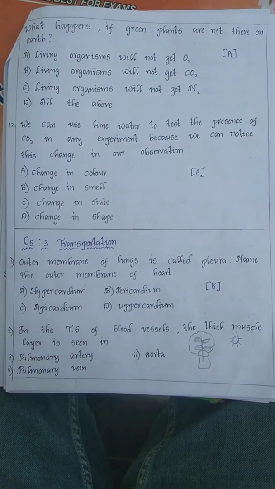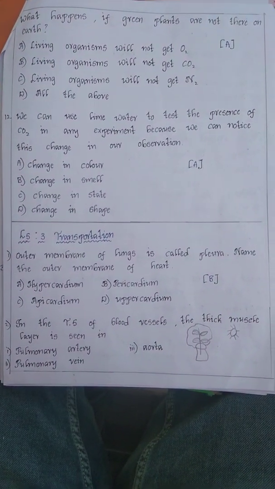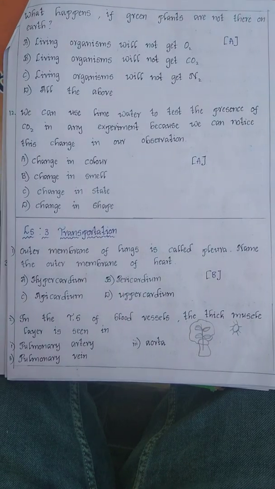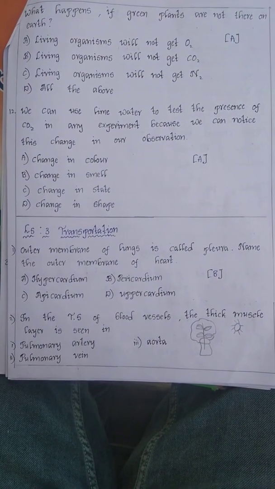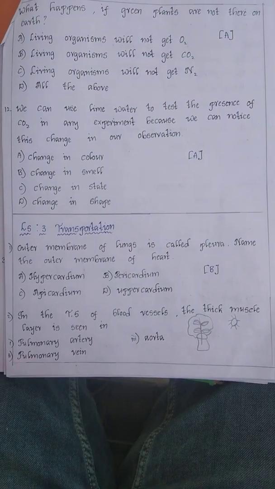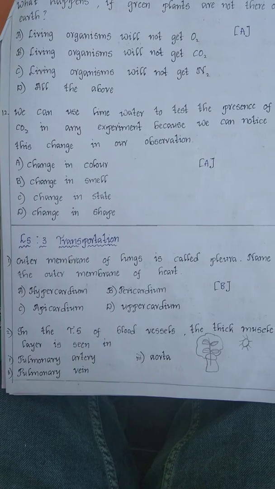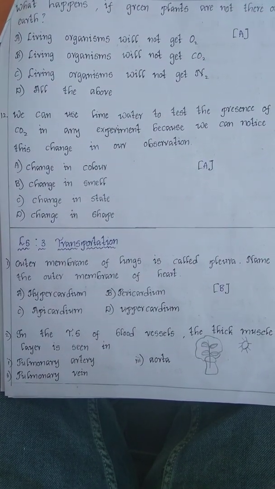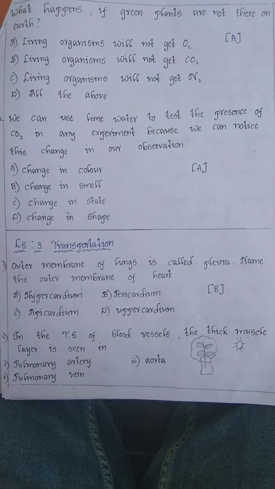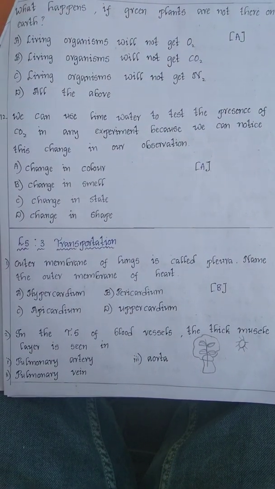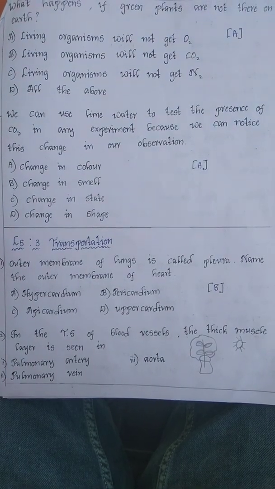Pericardium. In the transverse section of blood vessels, the thick muscle layer is seen in pulmonary artery, aorta, pulmonary vein. Where will we see this? We will see in pulmonary artery and pulmonary vein. Yes or no children? We will not see in aorta. We will see in pulmonary artery and pulmonary vein. So that is option 1 and option 3.